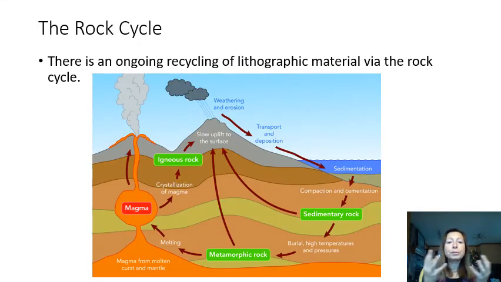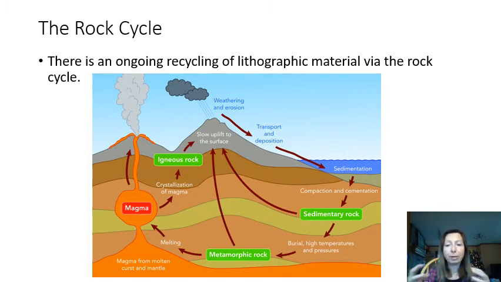There is a constant process of ongoing recycling of lithospheric material via the rock cycle. So through the rock cycle, different types of rocks are recycled, moving from one class into another. For example, we know already that igneous rocks can be transformed into metamorphic rocks, but they can also be weathered and crushed and slowly become sedimentary rocks. For example, igneous rocks such as basalt can over a long period of time become a sedimentary rock, first by becoming sand and then becoming a part of sandstone.